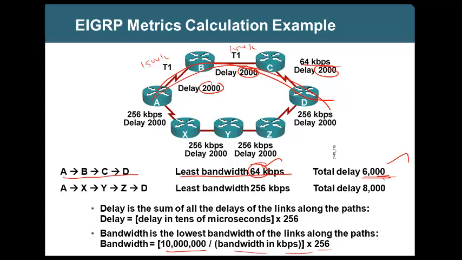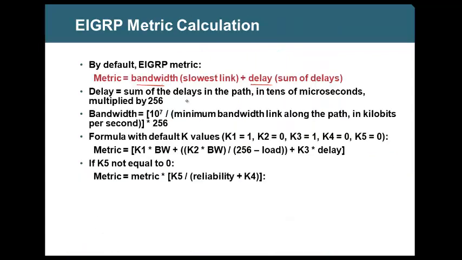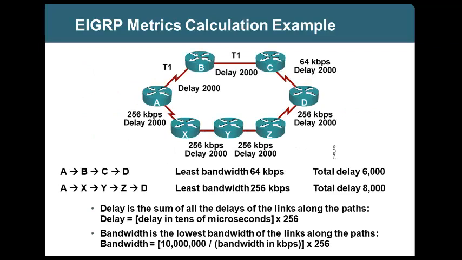In short, what I am saying here is the slowest link bandwidth plus sum of delay is the metric of EIGRP. Metric of EIGRP is slowest link bandwidth plus sum of delay. I already spoke on this page. And again, this is not an important page because there is no IGRP protocol anymore.